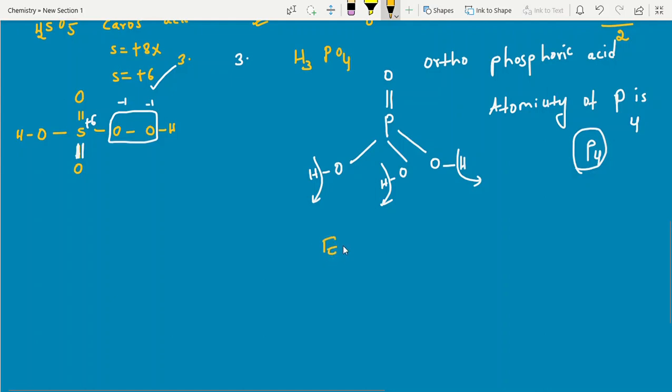What is the equivalent weight here? Equivalent weight equals molecular weight by, students tell me, M by 3, right? That is your answer. What is the molecular weight of phosphoric acid? Same thing as above, M by 3. So 98 by 3. You can calculate and check it. 98 by 3, 32.6. This is your answer. Next question, H3PO2.